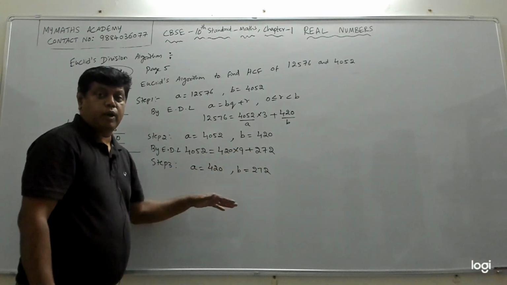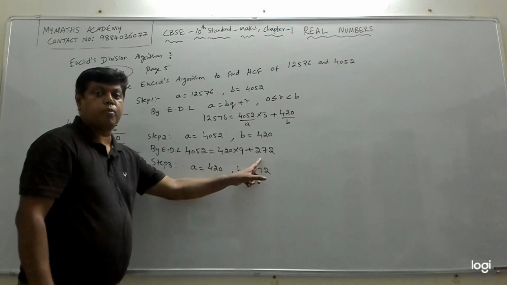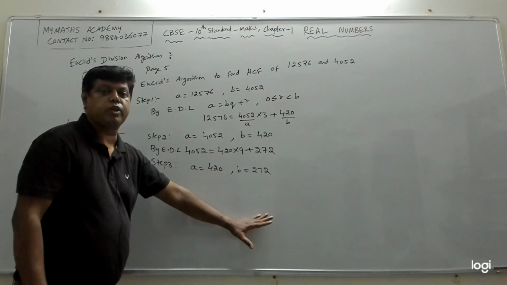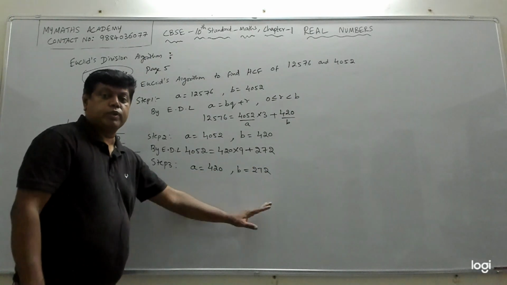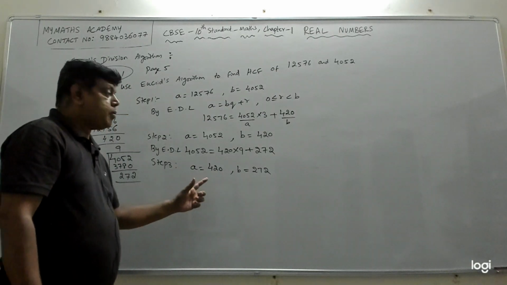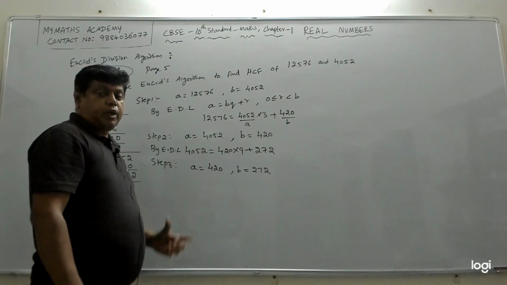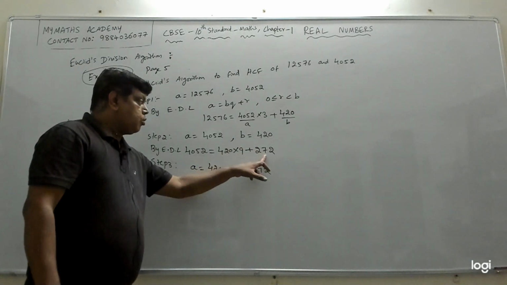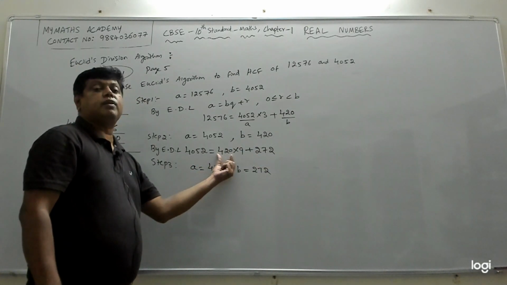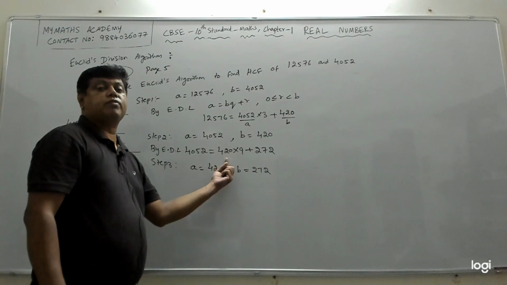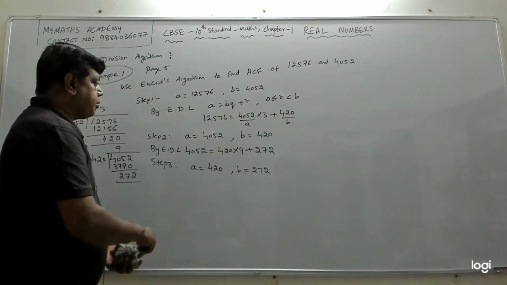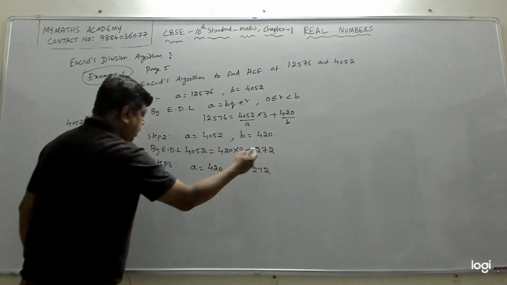And we will continue to do like this till you get R equal to 0. The moment this R becomes 0 in any step, you will stop. In that case, we will be able to find the HCF. The B will be the HCF. At that point, what is B? When R becomes 0, this B will be the HCF. This is B. So we will continue to do, because here R is not equal to 0. So we will continue to apply.